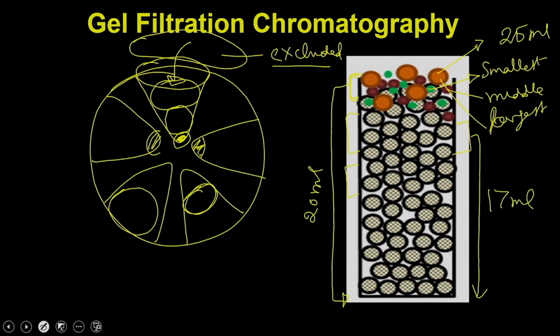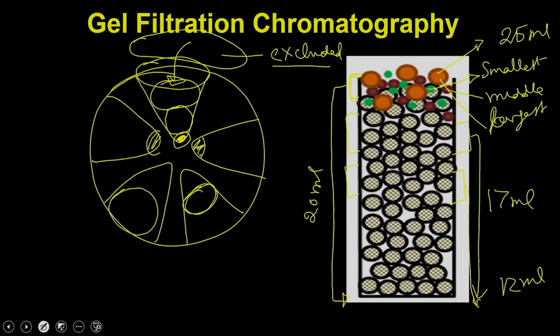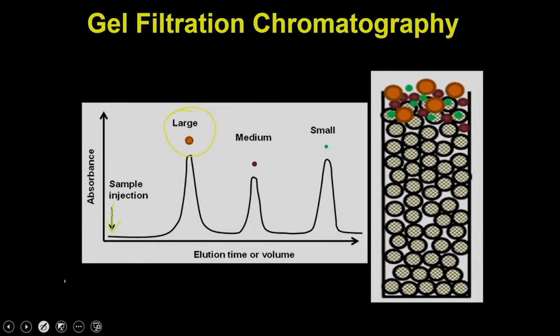Similarly, the orange ones, which are binding to the third layer or the very low size, are traveling somewhere around 12 ml. So, if you see the chromatogram, this is what exactly happens when you are injecting a sample. The orange ones are only traveling 12 ml, the red ones are traveling 17 ml and the green ones are traveling 20 ml. So, that is how they are going to come at different time points.